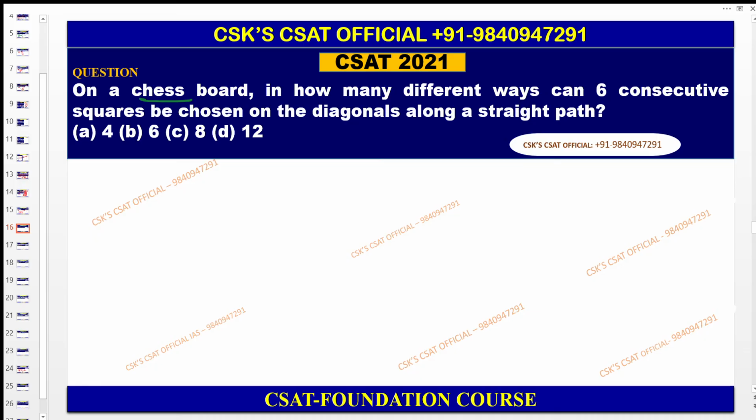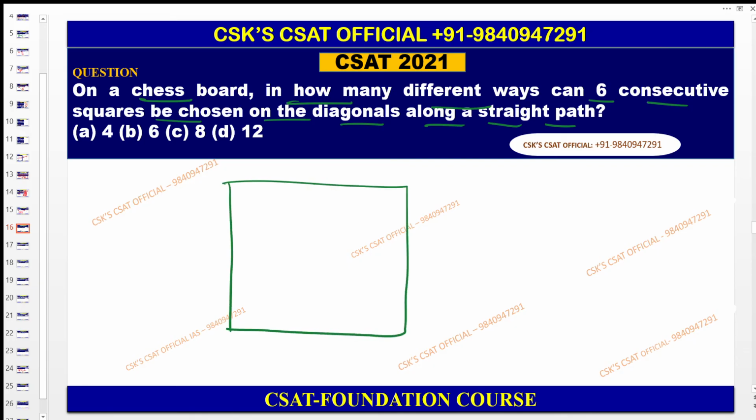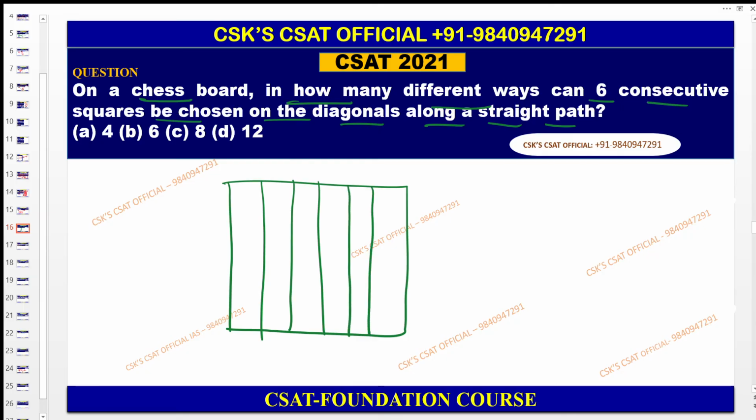Now, on a chessboard, in how many different ways can 6 consecutive squares be chosen on the diagonals along a straight path? Okay, the first thing here is you need to have the basic idea about how many squares are there, because in 2021 there was a chess competition, in 2022 or 2023 one competition happened in Chennai also. So like that they are applying that one.